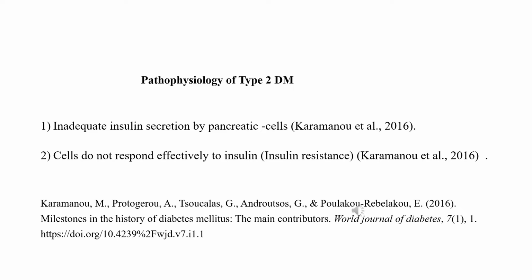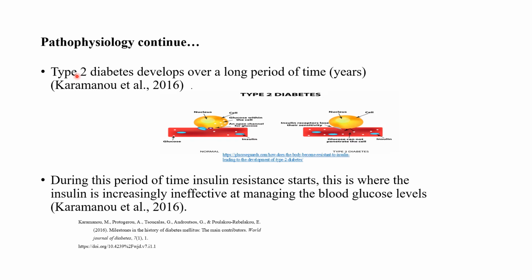Now let us look at the pathophysiology of type 2 diabetes. There are two combined factors happening in type 2. The first one is inadequate insulin secretion by pancreatic cells. So the beta cells don't produce enough insulin, so the glucose cannot move into the cells. Or the cells do not respond effectively to insulin, so the cells become insulin resistant. Type 2 diabetes develops over a long period of time, so it's mainly diagnosed in adults.